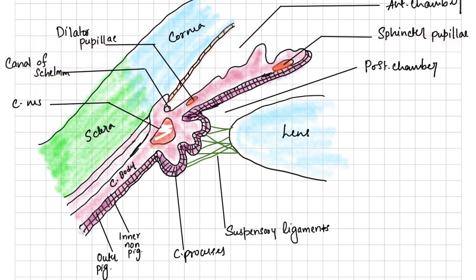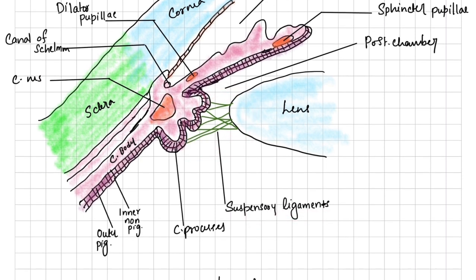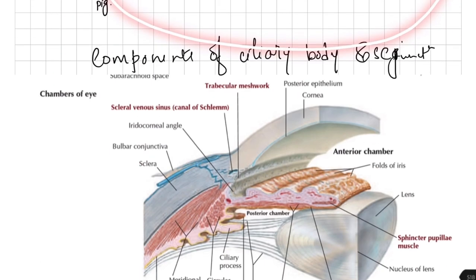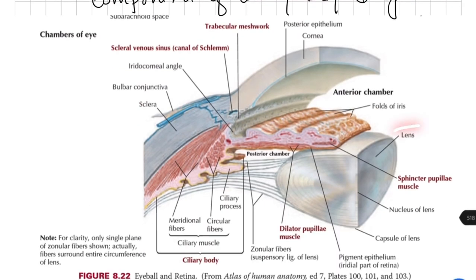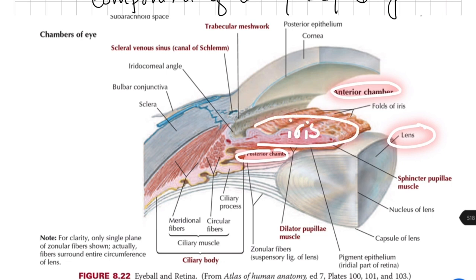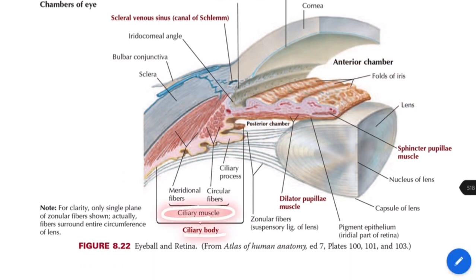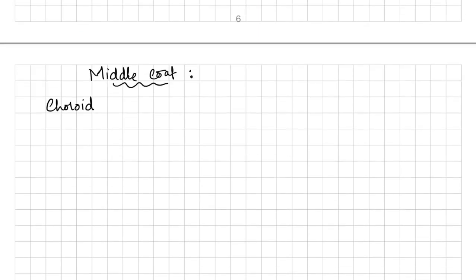The canal of Schlemm is seen over here, and sphincter pupillae is also seen over here. Ciliary muscles are present in the ciliary body. This is the suspensory ligament, and we can see there is vitreous humor behind the lens. See the same diagram over here. We have cut the eye in half, so that's why we are seeing it in half. This is the iris again, this is the ciliary process and ciliary body. The ciliary muscles are present here. Ciliary muscles we'll also discuss later.